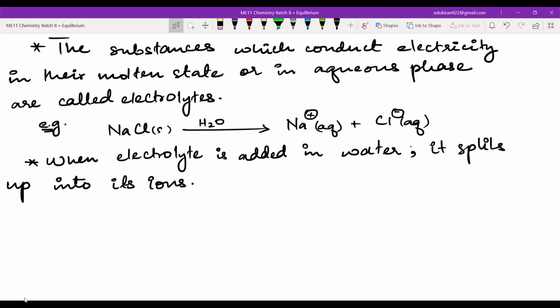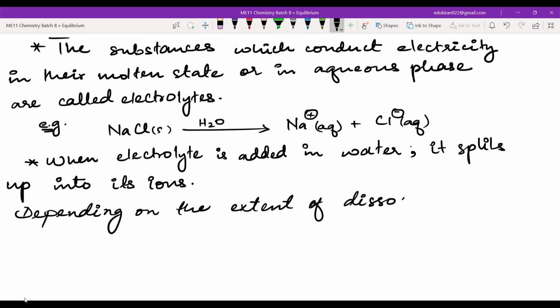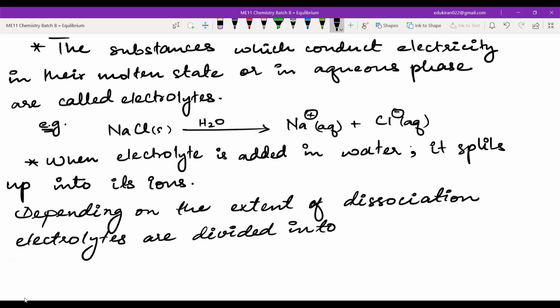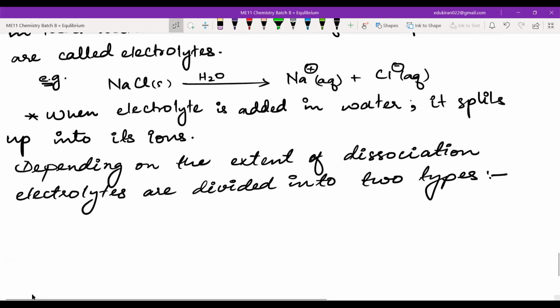So you can write: depending on the extent of dissociation, electrolytes are divided into two types. Number one, strong electrolyte.